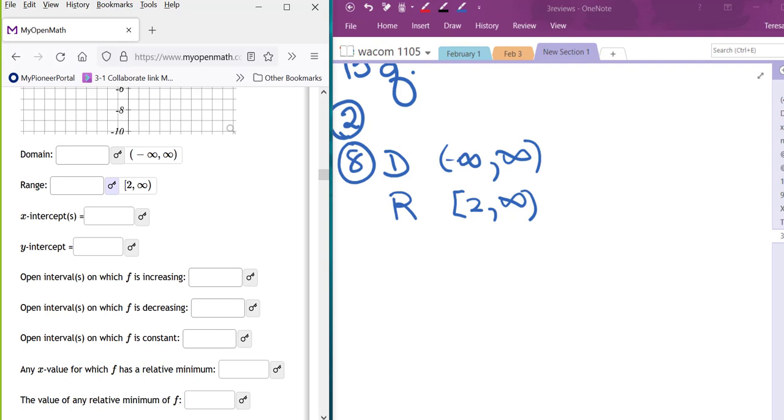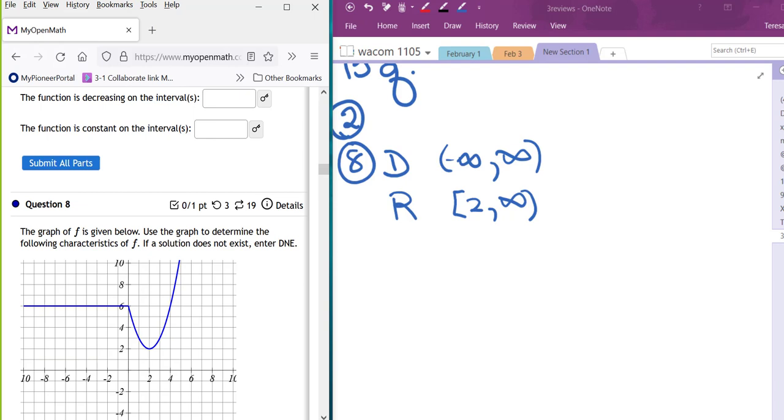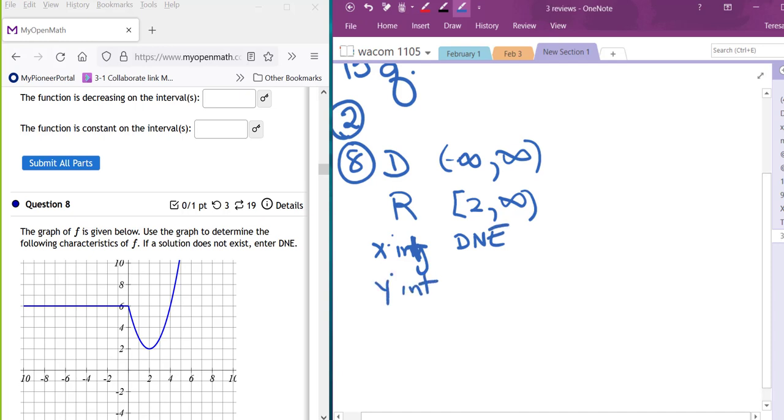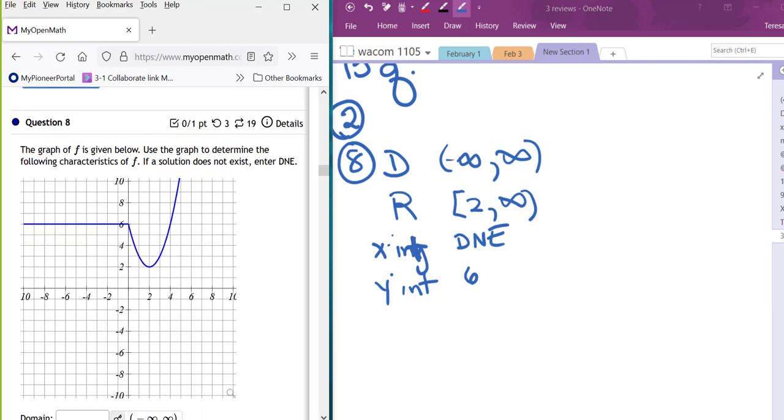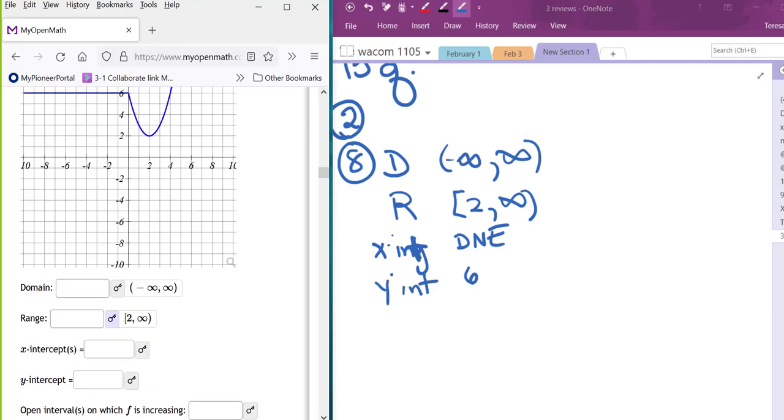All right, X-intercepts, Y-intercepts. Next, X-intercepts. This one doesn't cross the X-axis, right? X-axis is down here, so does not exist. Y-intercepts, there is one right here at 6. And then I think it asks increasing and decreasing. Can check these while we're here. Does not exist. And 6.